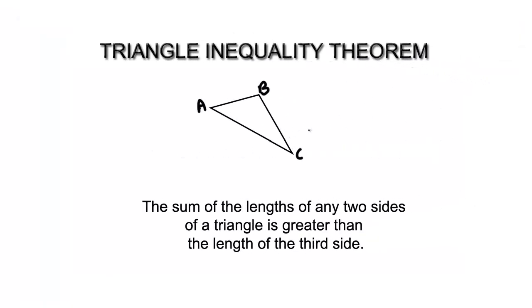Hi everyone, for this lesson we'll take a look at the triangle inequality theorem. So let's say we have this triangle here, ABC, and the triangle inequality theorem states that the sum of the lengths of any two sides of this triangle, or any triangle, is always greater than the length of the third side.